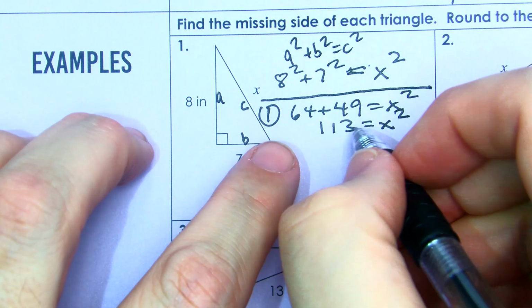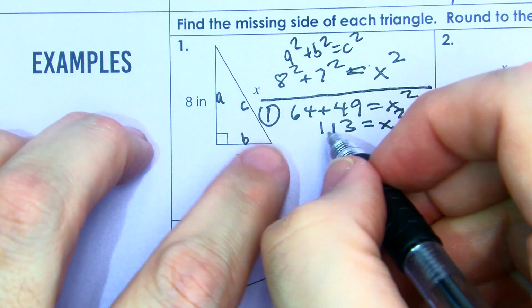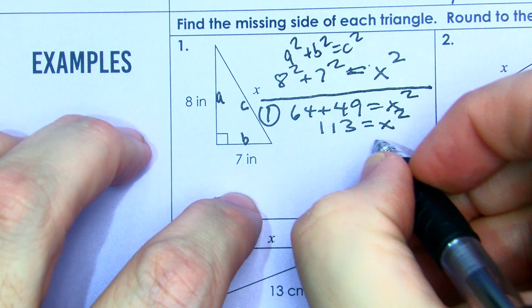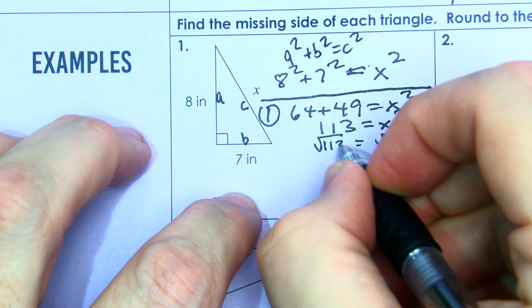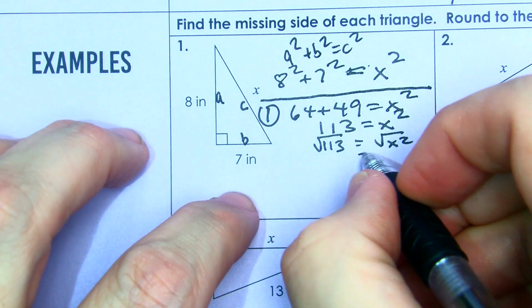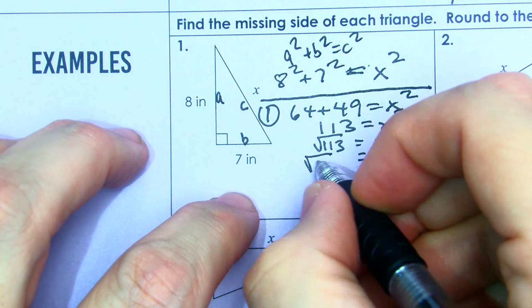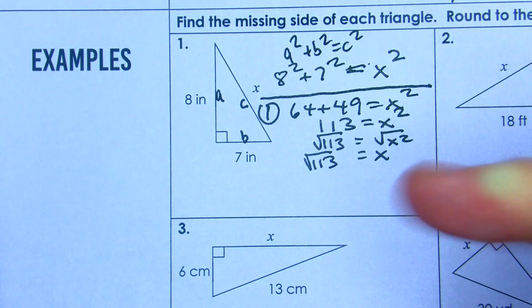9 plus 4 is 13. Carry the 1, you get an 11. And then you're going to take the square root of x squared and the square root of 113. And so that means your x is going to be equal to the square root of 113.